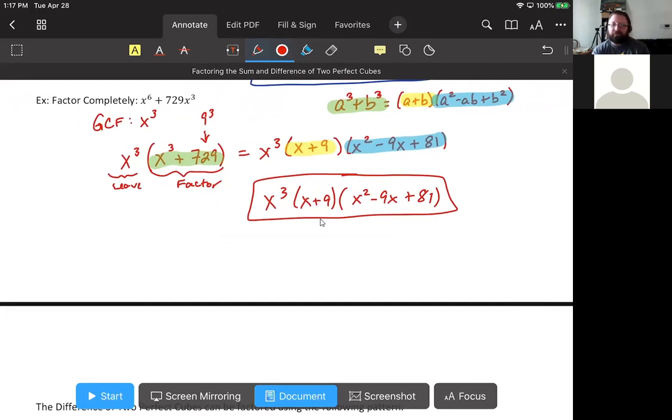All right, so that is sum of two perfect cubes. Any questions before we continue to difference of two perfect cubes, which is very, very, very similar, just a couple of sign differences. Anybody, any questions?